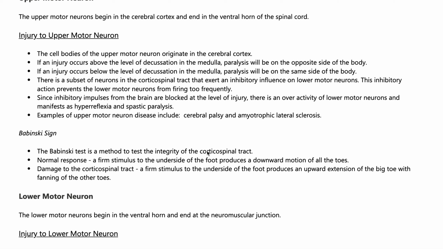There is a subset of neurons in the corticospinal tract that exert an inhibitory influence on lower motor neurons. This inhibitory action prevents the lower motor neurons from firing too frequently. Since inhibitory impulses from the brain are blocked at the level of injury, there is an overactivity of the lower motor neurons that manifests as hyperreflexia and spastic paralysis. Examples of upper motor neuron disease include cerebral palsy and amyotrophic lateral sclerosis.